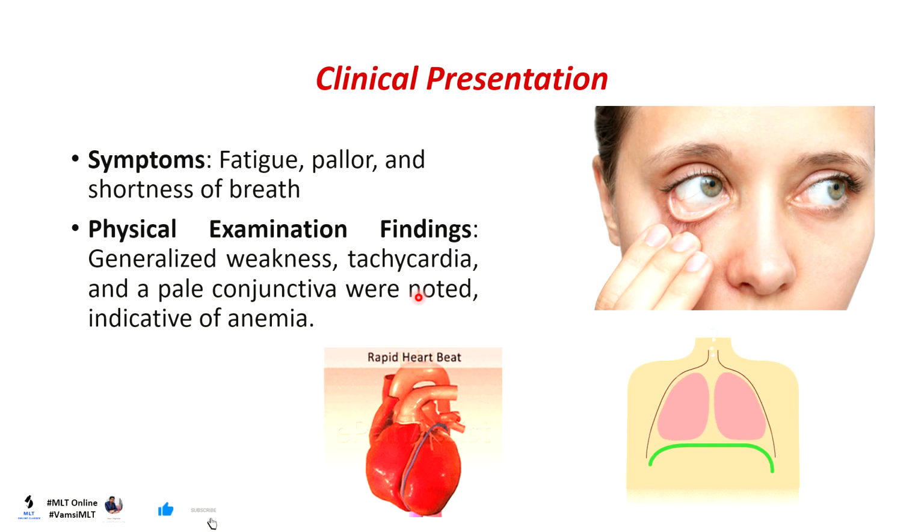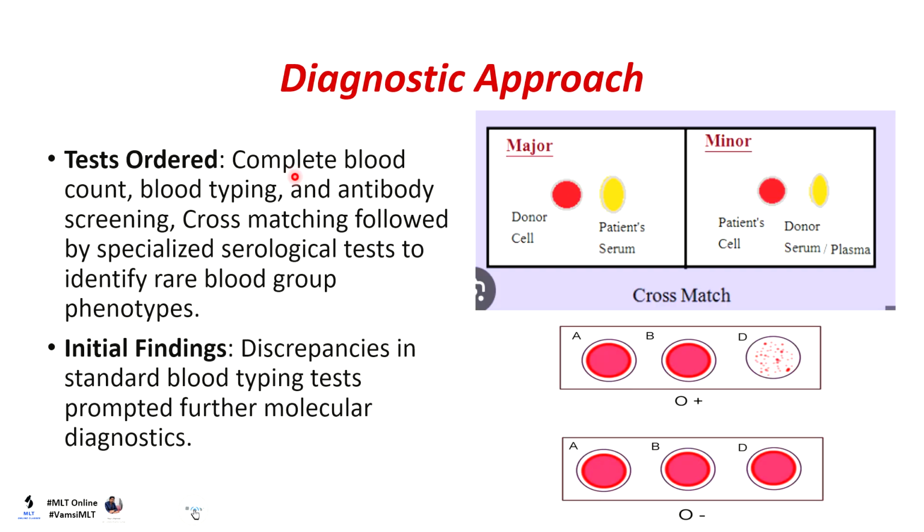This indicates he needs a blood transfusion. For the diagnostic approach, the tests ordered include CBC, complete blood count, blood typing, antibody screening, and cross-matching, along with specialized serological tests to identify any other phenotypes. In the cross-matching, we know that cross-matching is of two types, major and minor. In major, donor cells are combined with patient serum, whereas in minor cross-matching, patient cells are combined with donor serum. In this case, we identified disparities in the O group individuals.